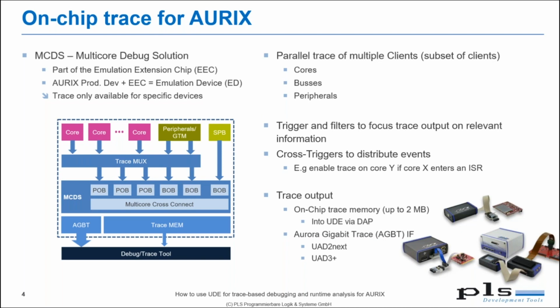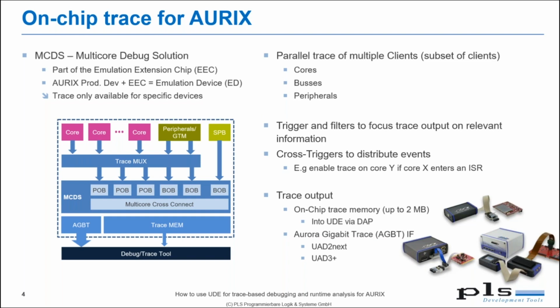There is also a cross trigger unit that allows you to distribute events between the observers, and together with the triggers and filters of the observers, you can realize very specific trace tasks. For example, you can enable the program trace on one core if an interrupt service routine on the other core is entered. The emulation devices of the Aurix provide a dedicated on-chip trace memory for saving the captured trace information.